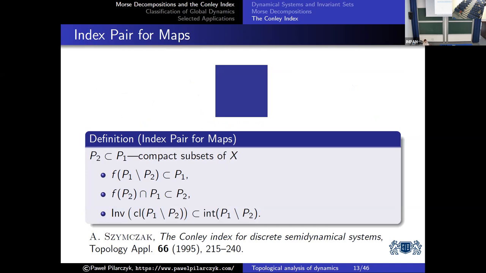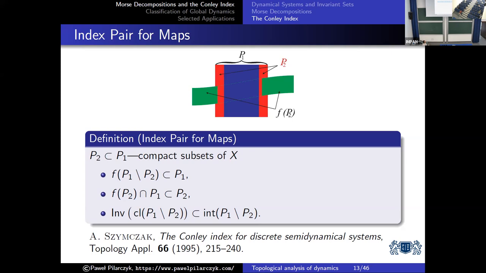Suppose we have this rectangle, the box, that is stretched in one direction and squeezed in another direction by the map. So its image might look like this. This is the green set. Again, we have essentially the same conditions for the index pair, except now they are formulated in terms of a map, not a flow. So they look much simpler. An index pair might look like this.